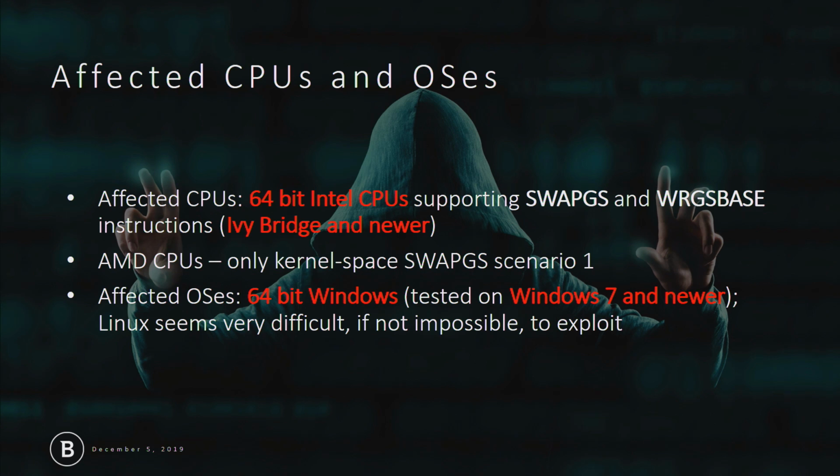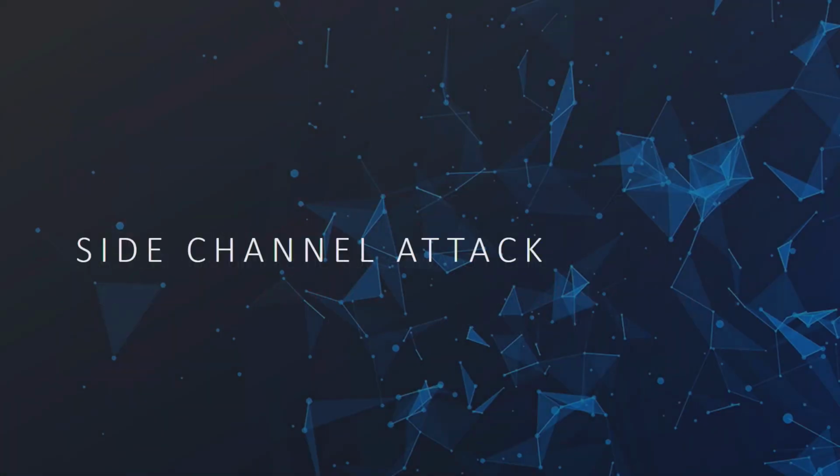The affected CPUs are pretty much all the 64-bit CPUs, starting with Ivy Bridge. They must support the SWAPGS instruction, of course, and for simple exploitation, they also have to support the WRGSBASE instruction. AMD CPUs are also vulnerable, but only to the SWAPGS scenario, or type 1. As for the affected OSs, we've tested our exploit on Windows 7 and newer, so 7, 8, 8.1, Windows 10, and so on. And from our analysis, it looks like the Linux OSs are pretty much impossible to exploit, right? This being said, I'm going to invite Dan to get the side channel going.